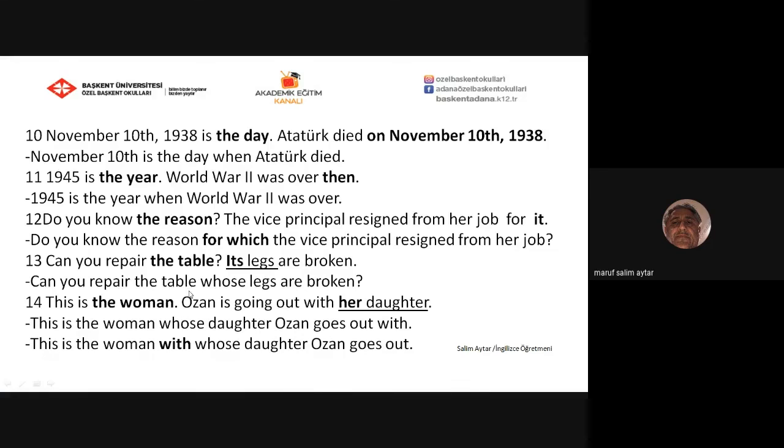Can you repair the table whose legs are broken? This is the woman whose daughter Ozan goes out with. This is the woman with whose daughter Ozan goes out. It is formal, remember?